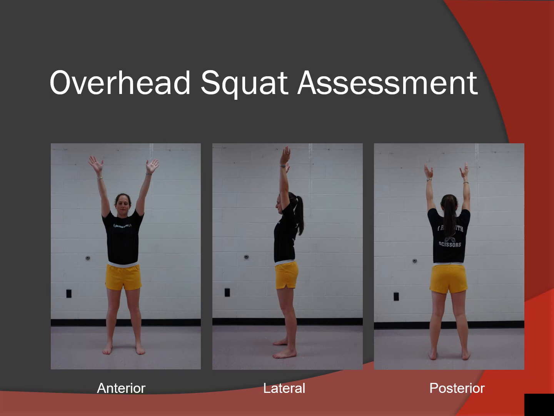So the other 2 views that we're going to be looking at, I already told you how to set up and what we're looking at from the anterior view. Again, we're looking at the ankles and the knees. From the lateral view, we're going to be looking at the lumbopelvic hip complex and the shoulder. And from the posterior view, we have an opportunity to look at the feet again, but we're also going to be looking at the lumbopelvic hip complex.